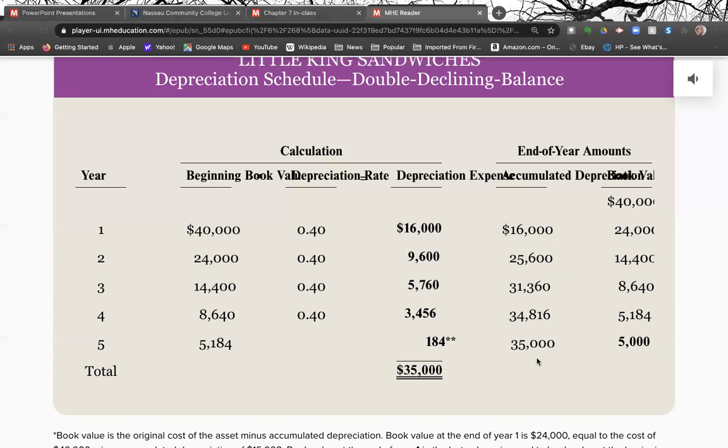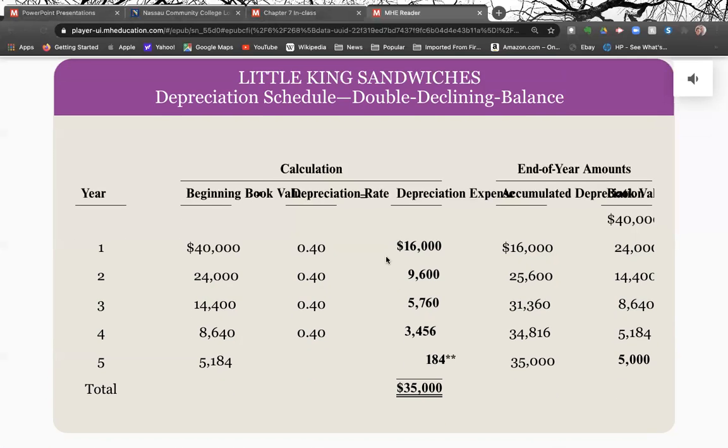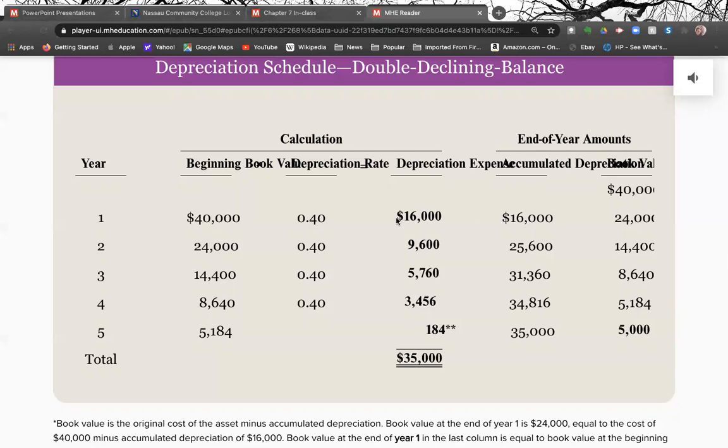But you may use a method like this for tax purposes because you get a bigger depreciation deduction in the first few years. Now remember, under straight line, depreciation was $7,000 each year, right? If you remember. Look what it is here. It's 16. So would you rather have a $7,000 tax deduction or a $16,000 tax deduction? Most people would rather have the $16,000 tax deduction, right? But it doesn't really matter that much because over the 5 years, it still comes out to 35.